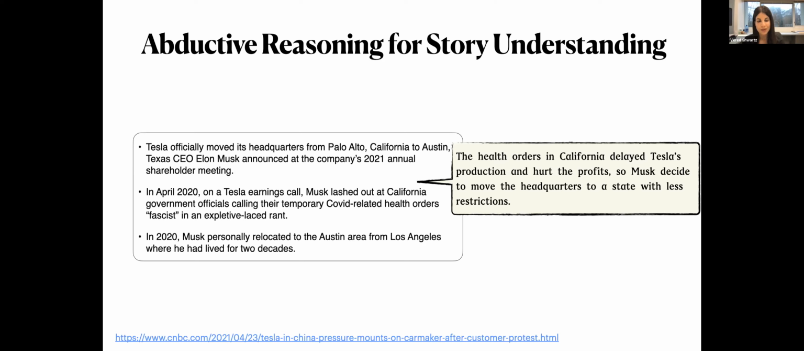So in between the first two bullets, you might add the explanation that most people would infer that the health orders in California delayed Tesla's production and hurt the profits. So Musk decided to move the headquarters to a state with less restrictions. And you can go on with the explanation depending on how much you think the listener knows.